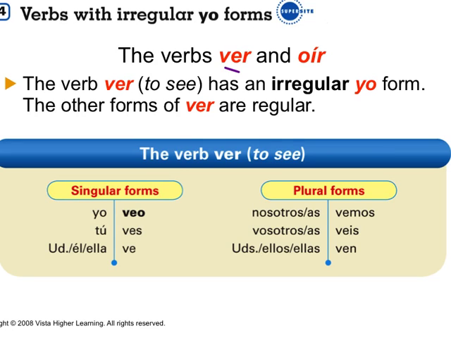Here's the verb ver right here. Ver's yo form is irregular. It's veo. The rest of the conjugation is regular. Veo, ves, ve, vemos, veis, ven. Remember, ver means to see.